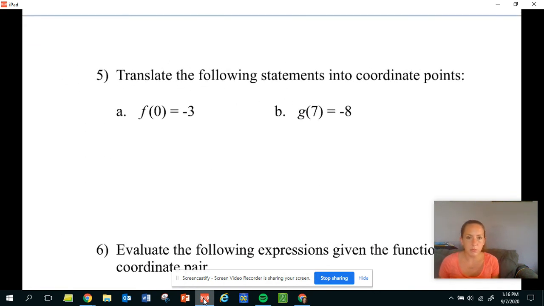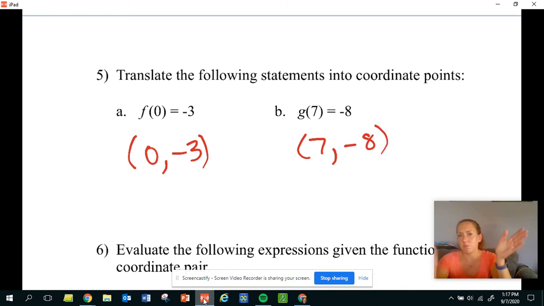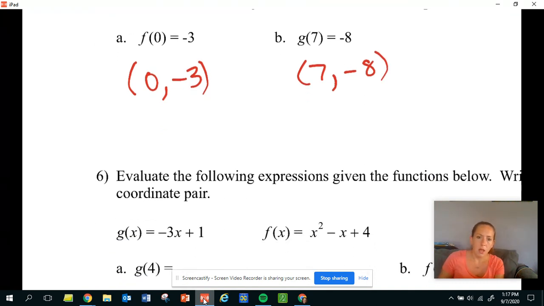So here are some problems where it's just saying translate these into coordinate pairs. All that means is that you know that 0 is my x because it was my input. You can think like it was inside the parentheses, it's my input. And -3 is my output, it's what I got. So all you have to do here is just rewrite it as a coordinate pair, x comma y, 0 comma -3. In this one, it's 7, -8. Super easy, I would hope. Just boom, there you go.